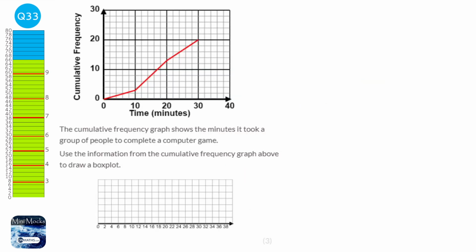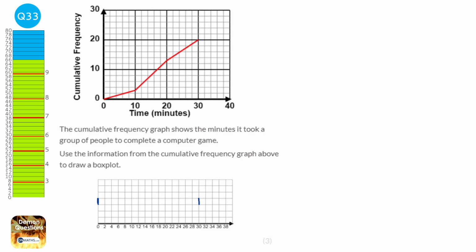So to draw a box plot, we need 5 points. We need the lowest point, lower quartile, median, upper quartile, and highest point. Now we already have the lowest and highest points, so we can put those onto our box plot now. So the lowest point is at 0 and the highest point is at 30, as we can see on the cumulative frequency graph. So we need to now find out where the median is.